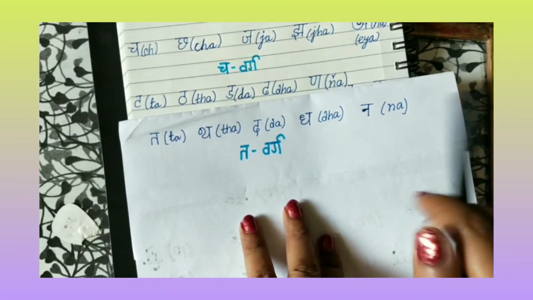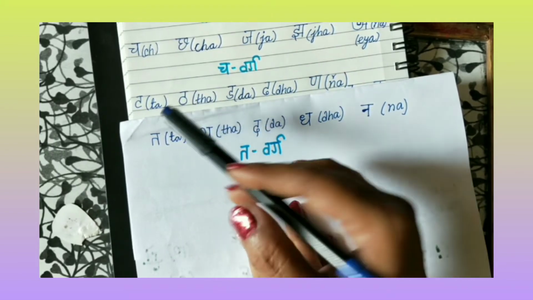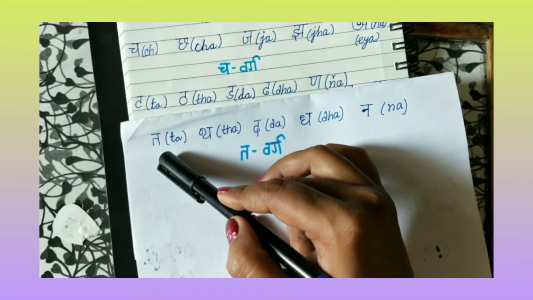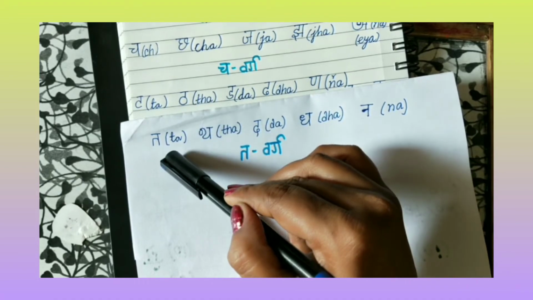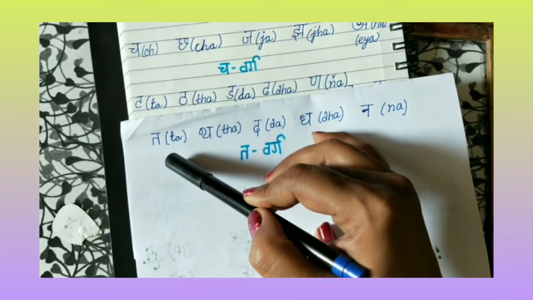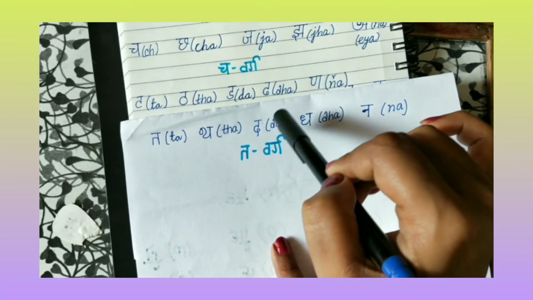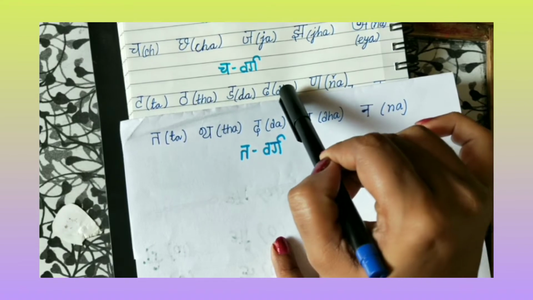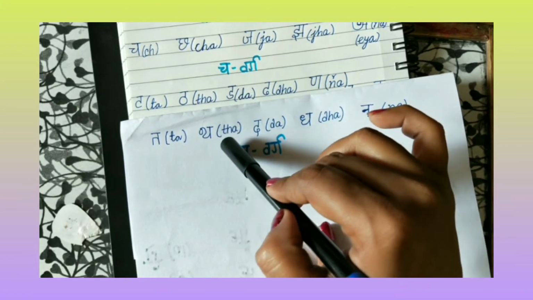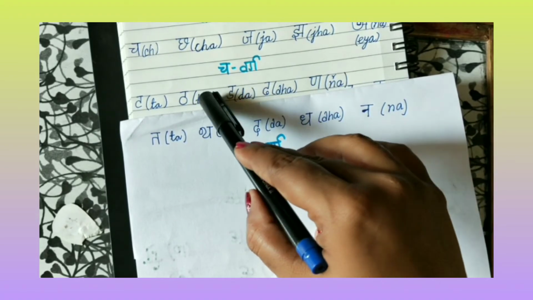So there is a little bit of difference between the two ta sounds. If I write them in English, both look the same, but the sound is different. This is ta, but this is ta. I think these two are a little bit confusing for a non-Hindi speaker. Ta, tha. Okay, da, dha. This is dha, but this is dha. Here we will put more stress, but here we should touch our tongue. That's the basic difference.